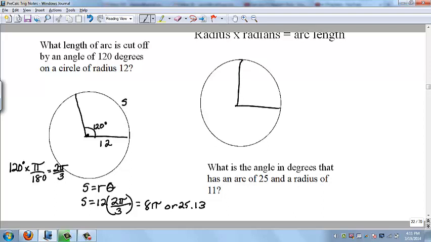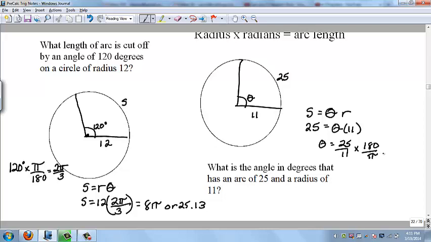Okay? This one tells me what's the angle in degrees that has an arc of 25. So I'm just going to do this simple angle here. Arc is 25 and the radius is 11. So I say, okay, S equals theta times R. The arc is 25. The radius is 11. If I divide it out, theta comes out to be 25 over 11. And if I want that in degrees, I have to convert that by saying, okay, that's in radians, so the 180 goes on top, 180 divided by pi, so it's roughly 130.21 degrees, or 130 degrees. Okay, so that's a little bit of basics of radians and degrees.